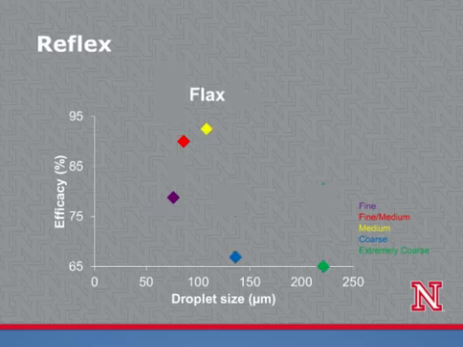Now, when we look at the control of Reflex on flax, once again, a half a rate, but we can see dramatic differences between the fine and fine medium, and then also between the medium and the coarse spray qualities, indicating that we really need to be in that medium-sized droplet range to get the most out of this particular product. You can see that we've lost nearly 30% efficacy now if we've gone to a coarse size or an extremely coarse spray quality. Part of this is due to the species that we're trying to control, as well as part of it being the type of product we're using.